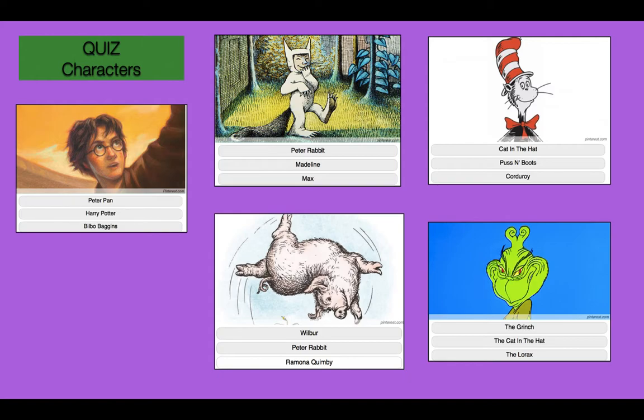So number 1, it is Harry Potter. Number 2 is Max, which is number 3. Number 3, it's number 1, Cat in the Hat. And the next character is Wilbur, number 1. And the final character is the Grinch, number 1.